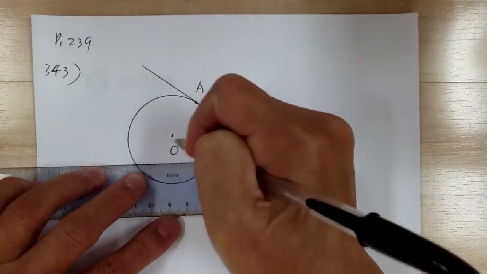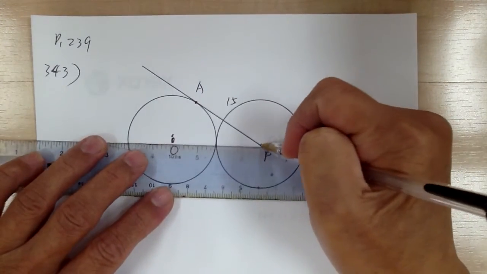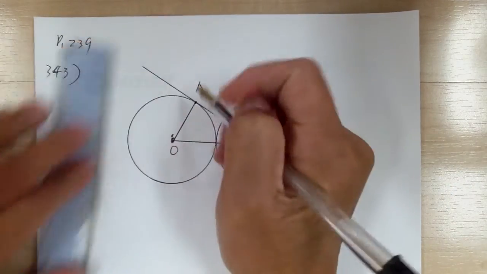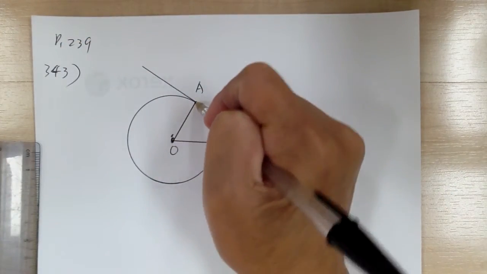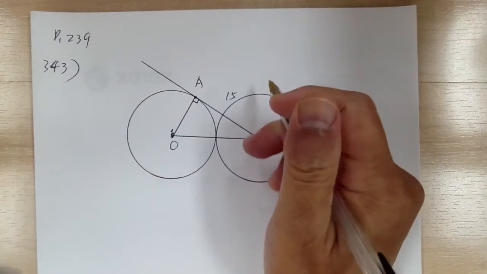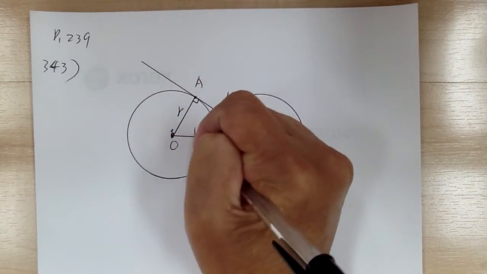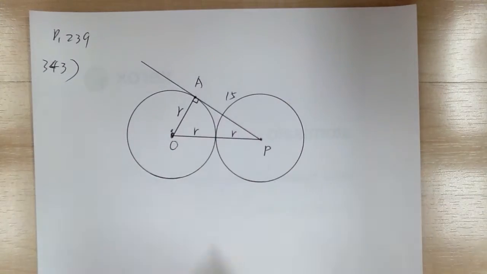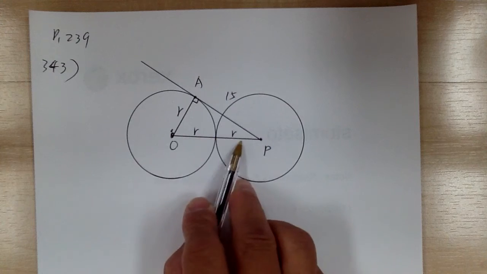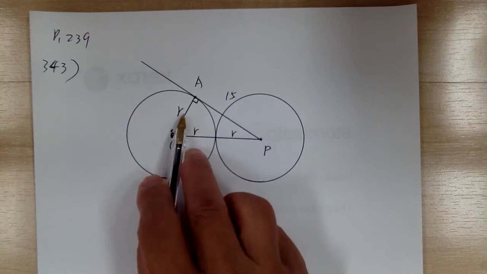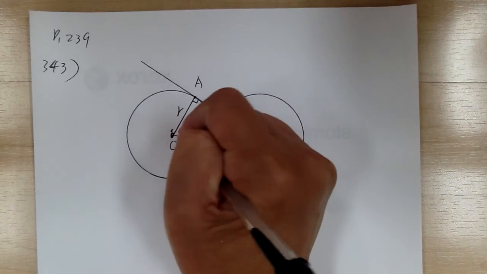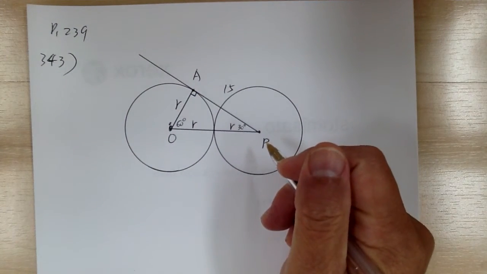Okay, so if you draw the triangle, the radius drawn to the point of tangency is perpendicular to the tangent. So this is perpendicular. This is radius, this is radius, this is radius, because they're congruent circles. If you notice that this is 2r, this is r, so this is twice its size, so this is your 30-60-90 special triangle.